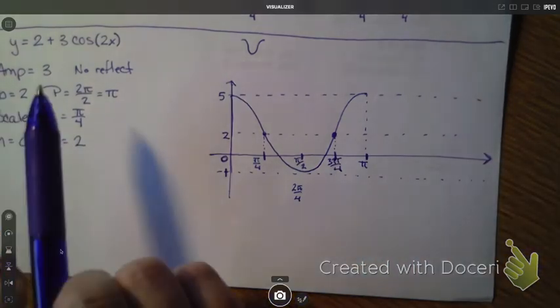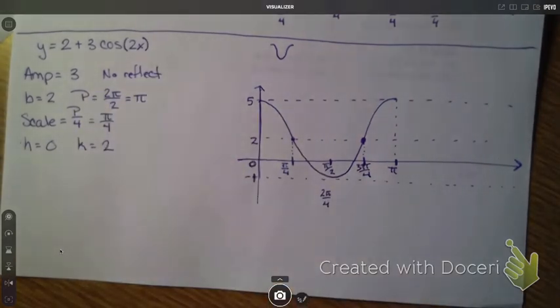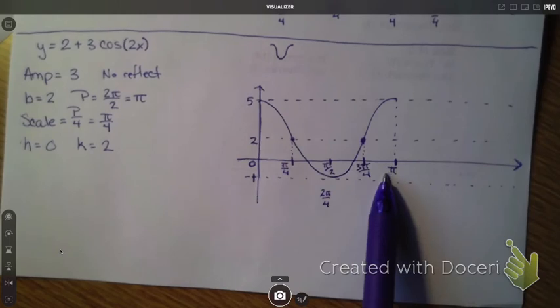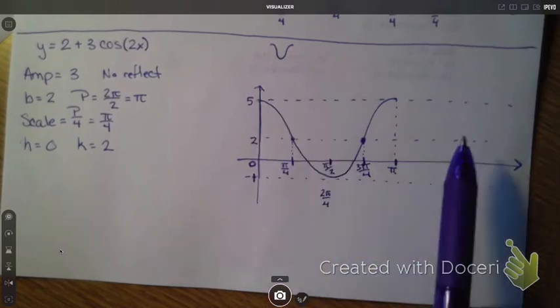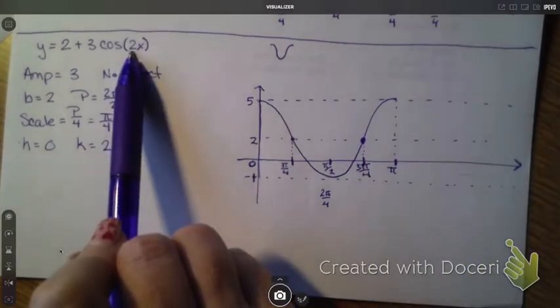So yesterday I told you that B told you how many curves were between 0 and 2 pi. Well, if I have one curve from 0 to pi, I'd have how many from 0 to 2 pi? I'd have 2. Isn't that my B? Yeah.